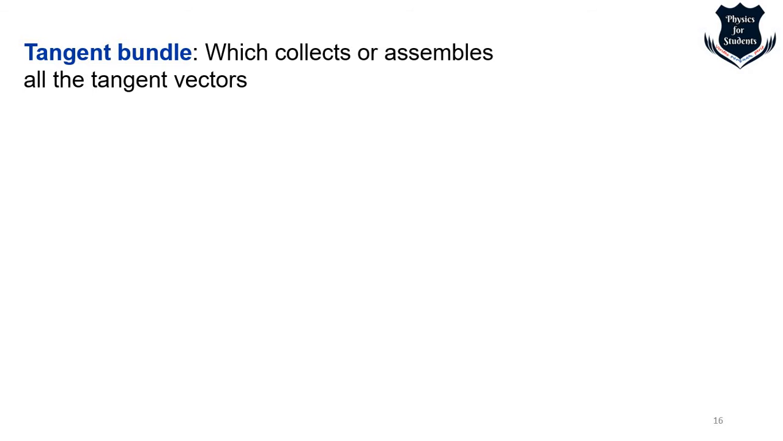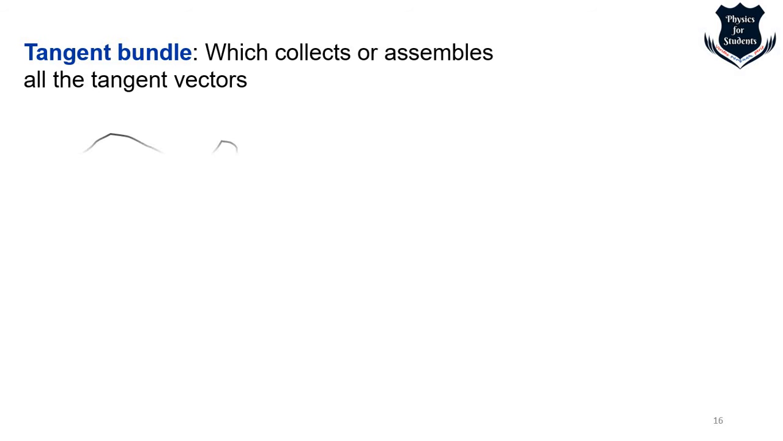Okay, now we come to the concept of tangent bundle. If you just imagine and think, what is a bundle? In general, bundle means, say, a bundle of sticks or a bundle of commodities, etc. So when we talk about a bundle, it is basically a collection or assembly. It accumulates or takes together certain things, right? So it collects or assembles all the tangent vectors.